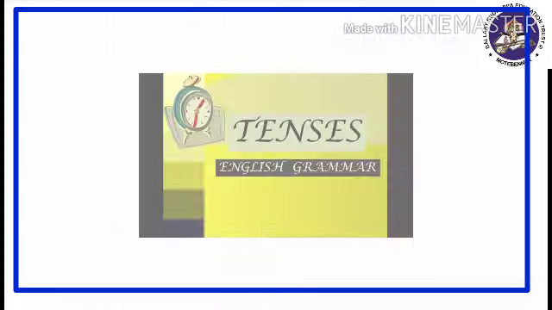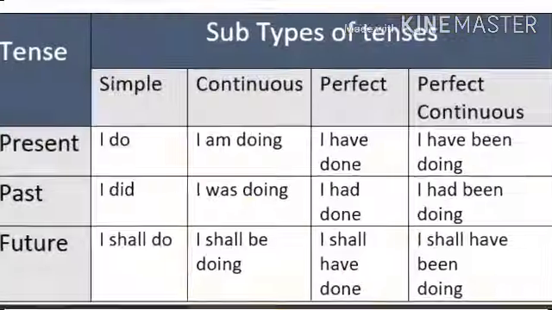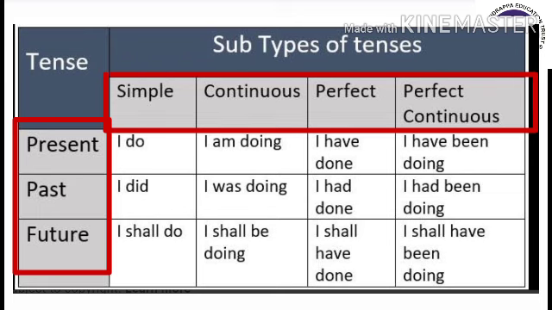The third important thing that we should know is about tense. As you know, tenses are divided into three as present, past and future. Further, they are divided into simple, continuous, perfect and perfect continuous. See this chart and have a clear-cut idea about the structure and verb forms used in every tense.